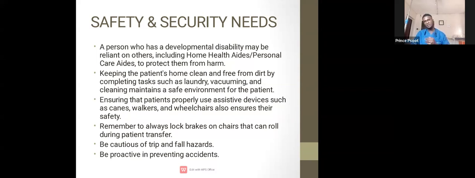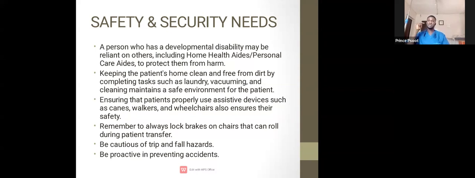So keep the patient safe physically, safe financially, and safe health-wise. Cleaning the house and the room, making it free from dirt, and completing tasks such as laundry, vacuuming, and cleaning maintains a free and safe environment for the patients.